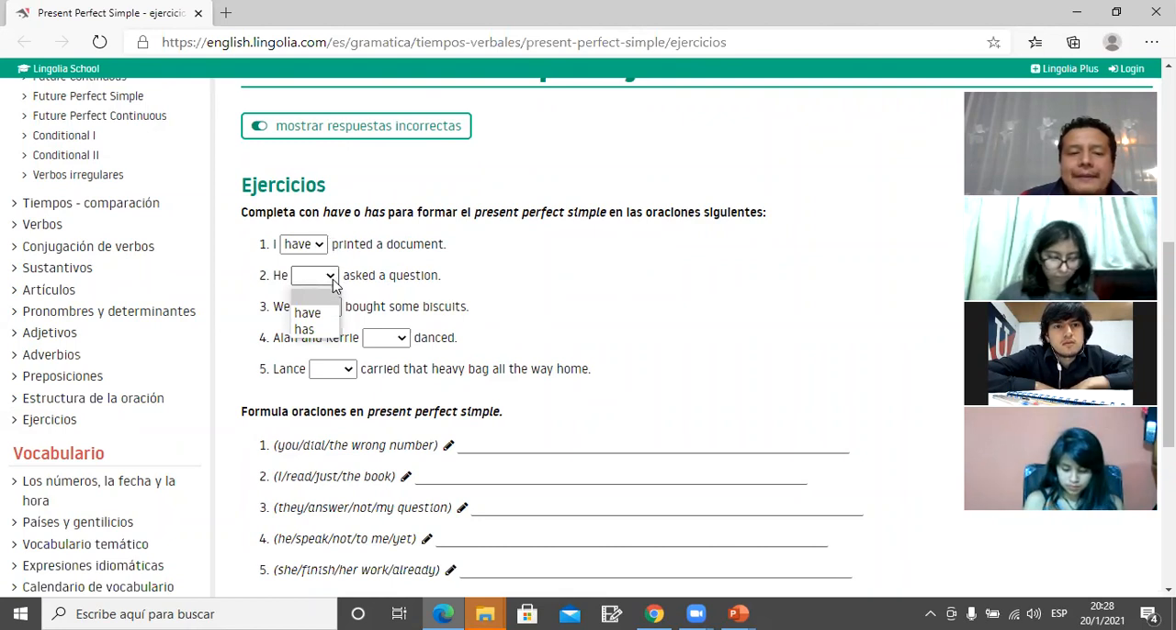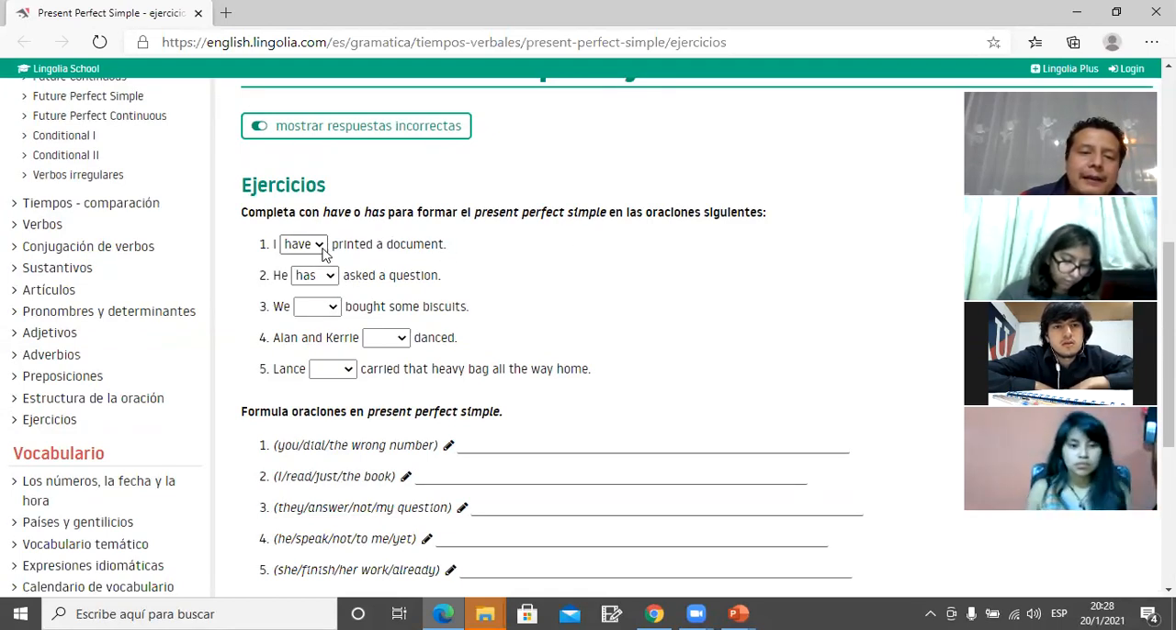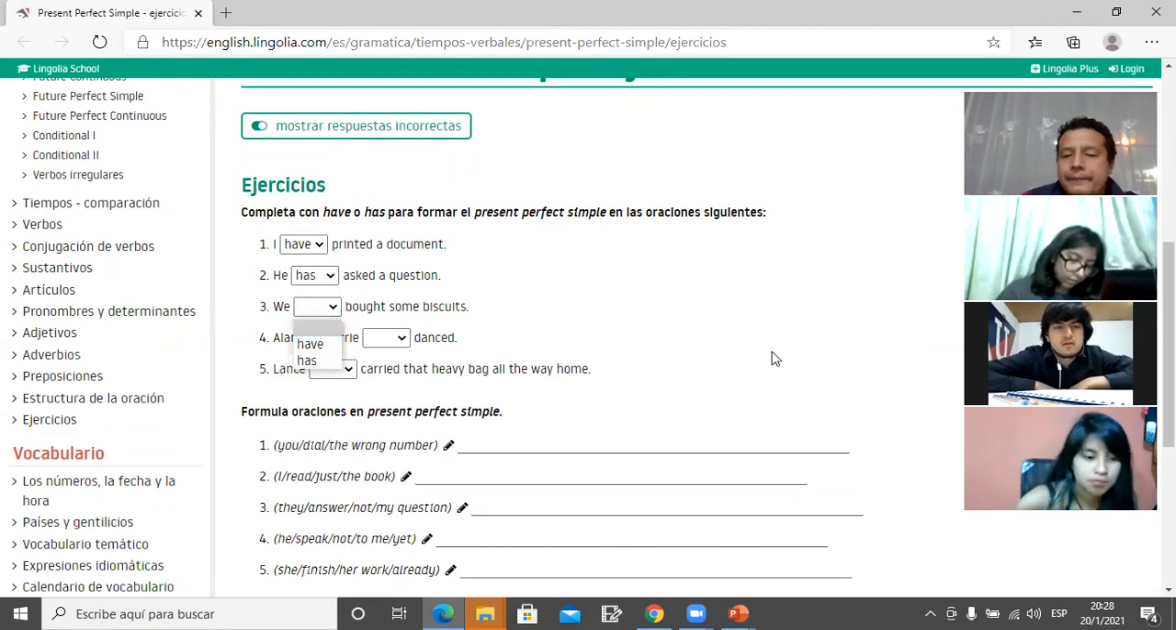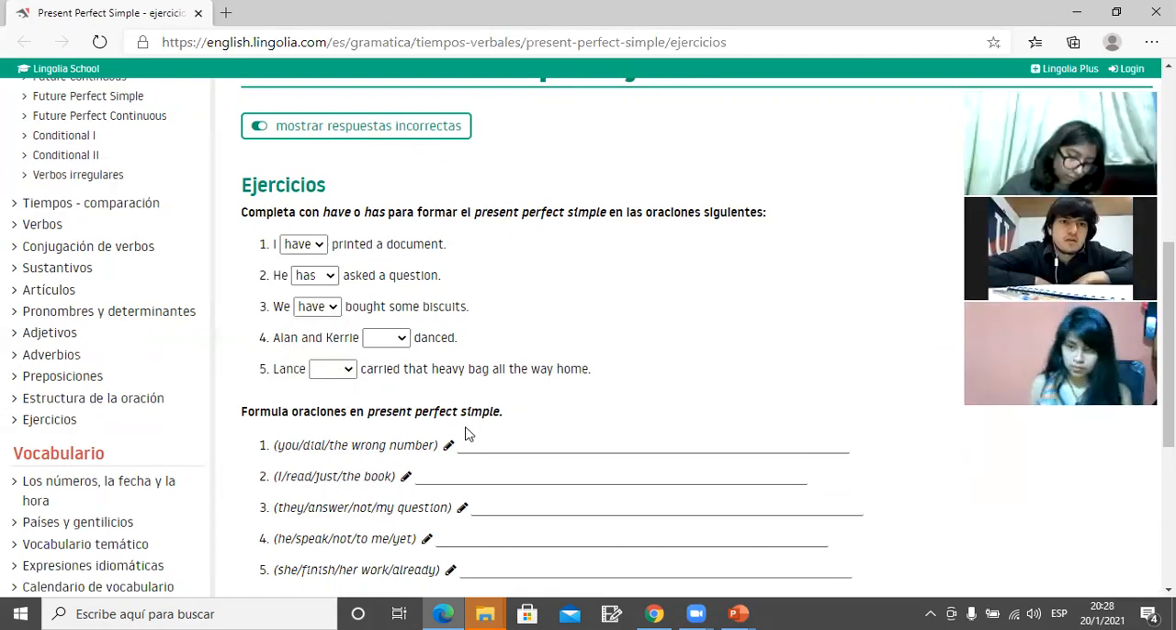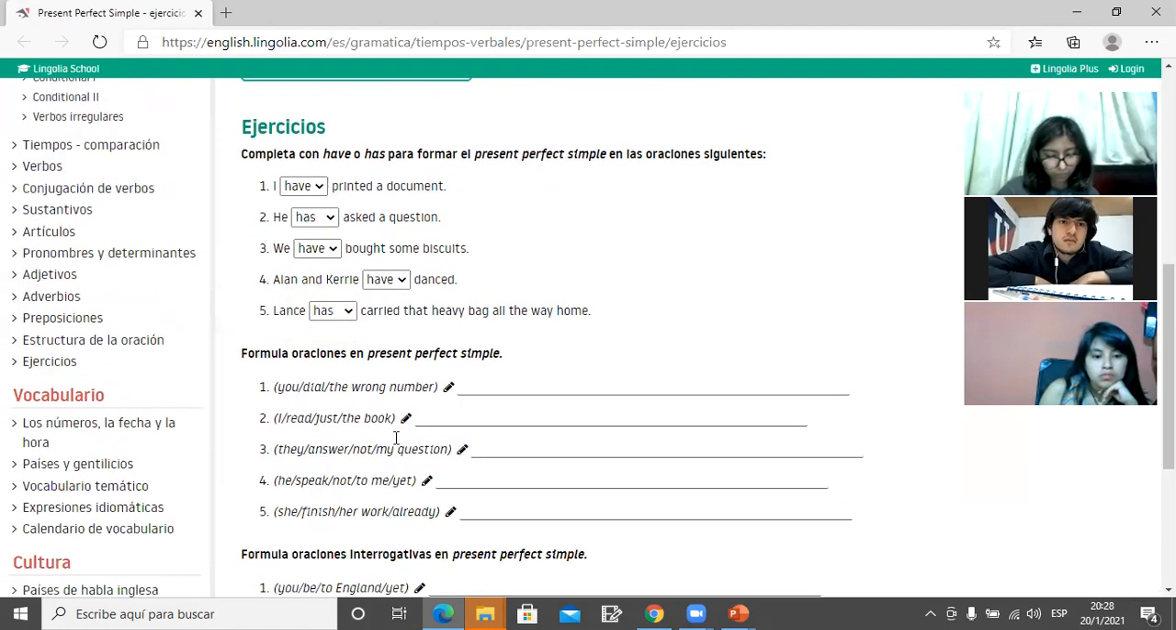The next one, Melanie. He has. Very good. He has, because it's third person. You know, when we have a present perfect, we use the third column, the verb in participle, right? The next one, Sarai. We have. Very good. And now Alan and Kerry, because both are two persons, it is with have, and Lance is has.